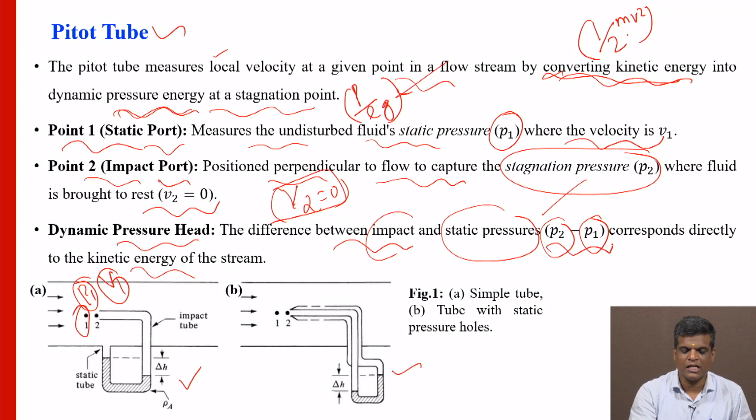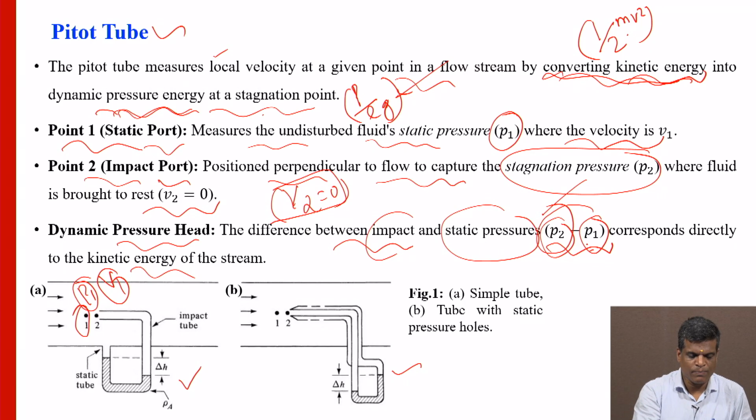So we are going to discuss the relation between kinetic energy and pressure energy. That's the relation here, and here the static pressure is P1, and the difference is with the impact pressure P2.